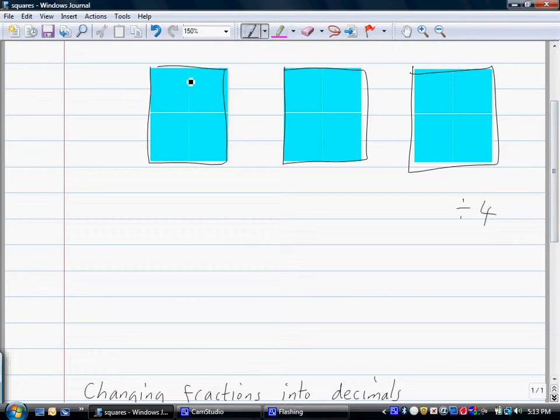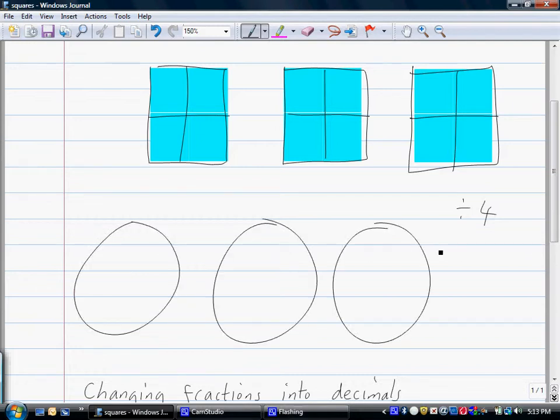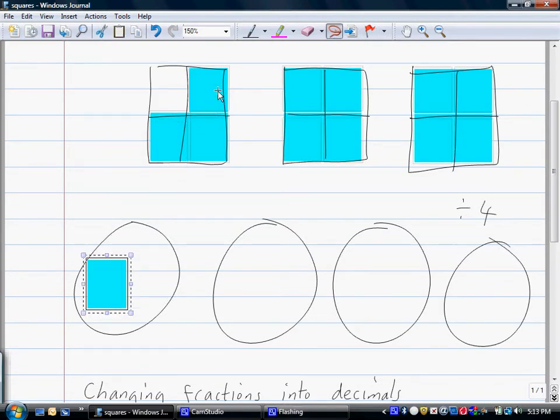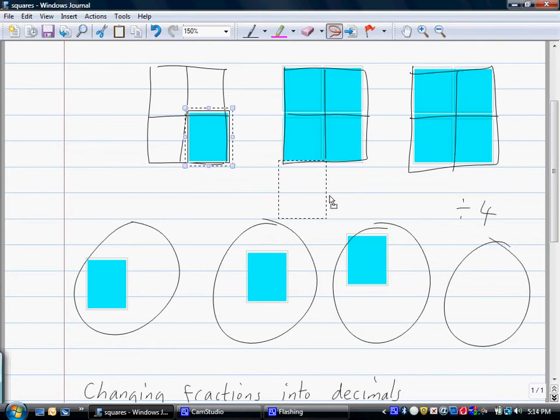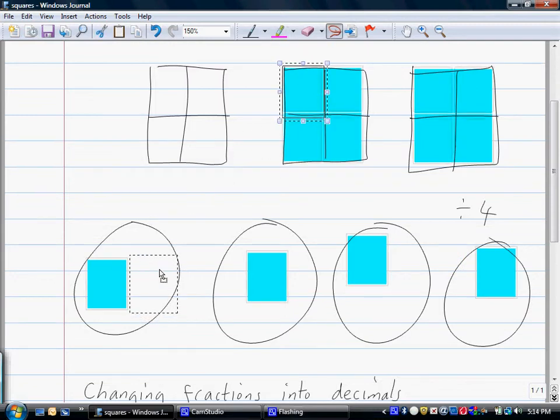I can do that by splitting them into quarters in the first place and then sharing them between 4 people, and we'll see what each person gets. So I can take that one, give that part to that person, and so on. Just keep sharing them out. You can see that after I've shared out the first whole one, everyone's got 1/4, and then I just do the same with the other whole ones.